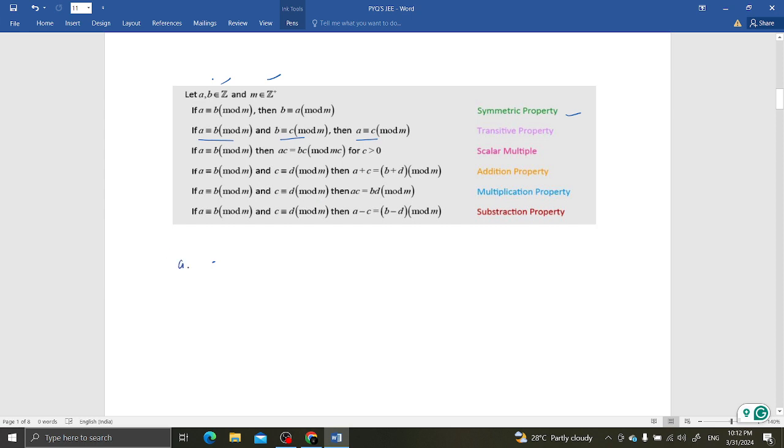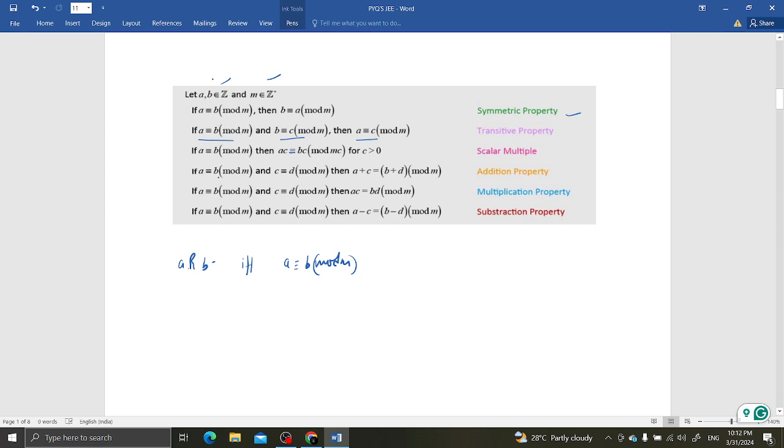What is the meaning of a related to b? If and only if a is congruent to b modulo m. Like that we have this relation, and b is congruent to c modulo m, then a is congruent to c modulo m also. And if a is congruent to b modulo m, then AC is congruent to BC modulo MC for all c greater than 0.